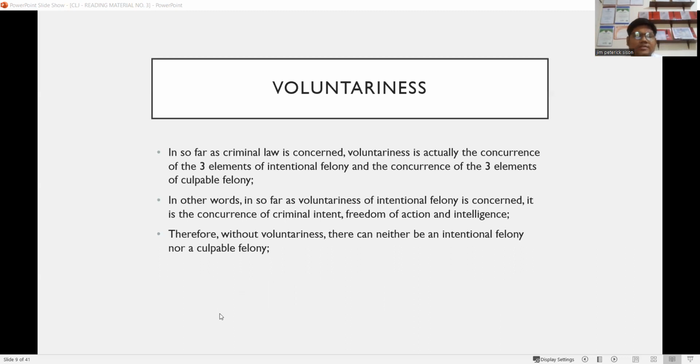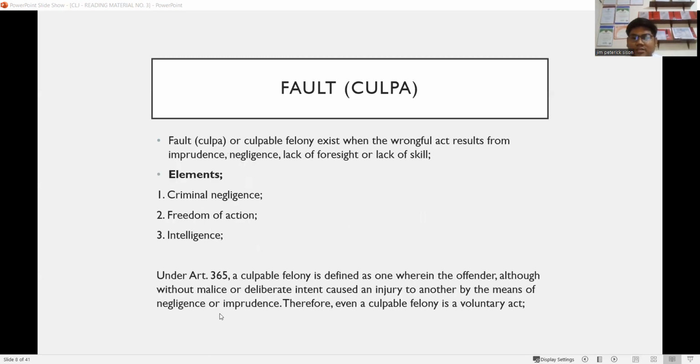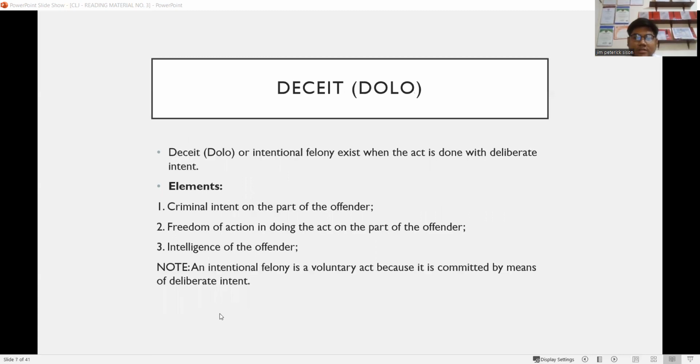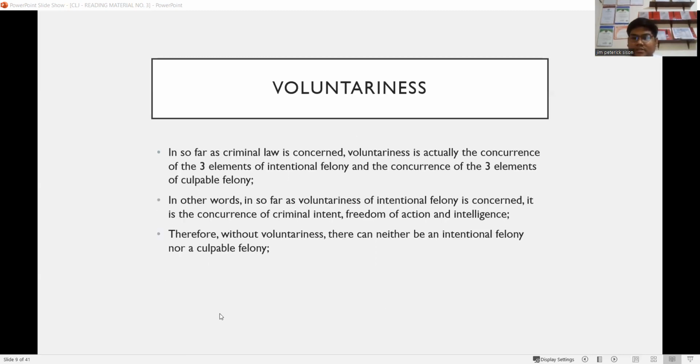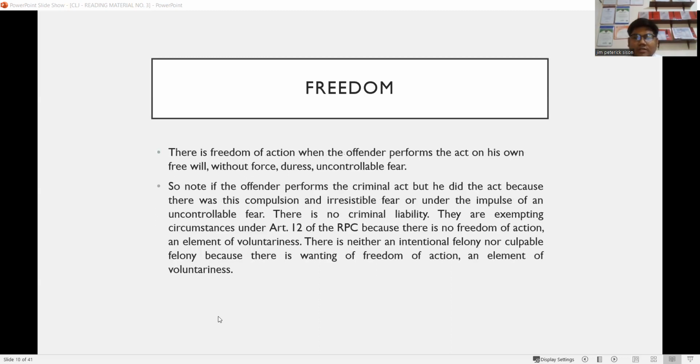So let's discuss voluntariness. Insofar as criminal law is concerned, voluntariness is actually the concurrence of the three elements of an intentional felony and the concurrence of the three elements of a culpable felony. Meaning complete elements like criminal negligence, freedom of action, intelligence in fault or culpa, or in deceit, dapat naa ay criminal intent, freedom of action, and intelligence. So in other words, voluntariness in an intentional felony is the concurrence of criminal intent, freedom of action, and intelligence. Therefore, without voluntariness, there can neither be an intentional felony nor a felony.